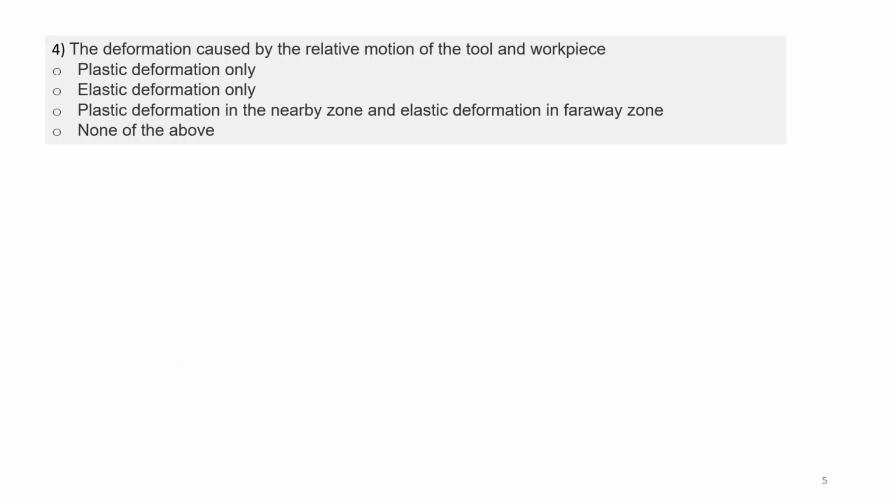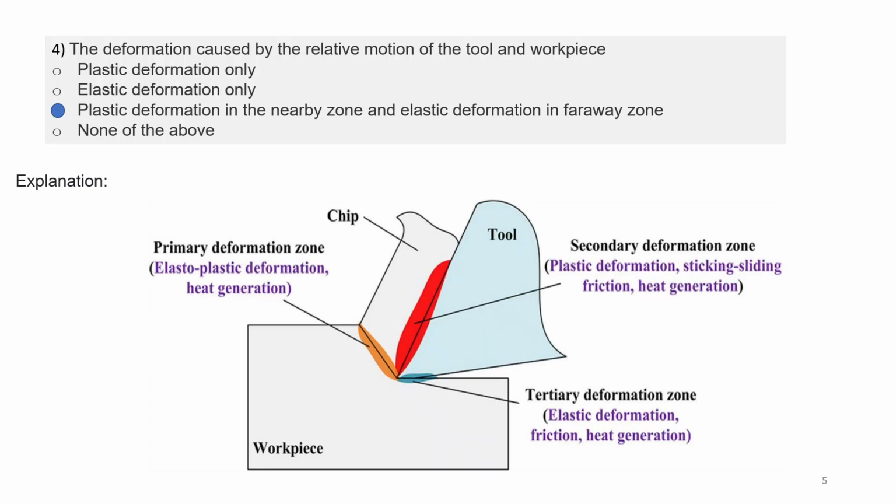Fourth question is: the deformation caused by the relative motion of the tool and workpiece. Your options are plastic deformation only, elastic deformation only, plastic deformation in the nearby zone and elastic deformation in far away zones, or none of the above. So the answer will be the third one.